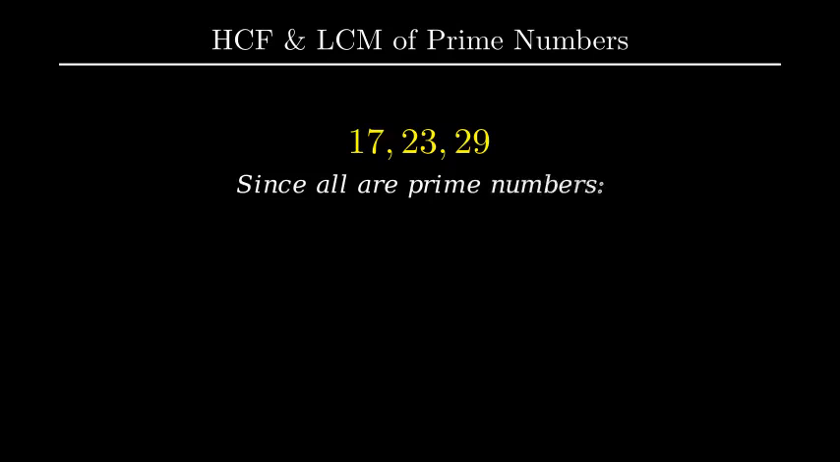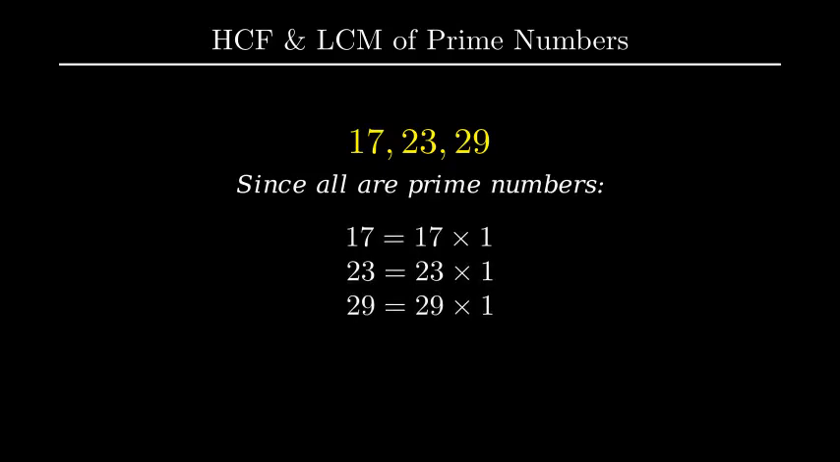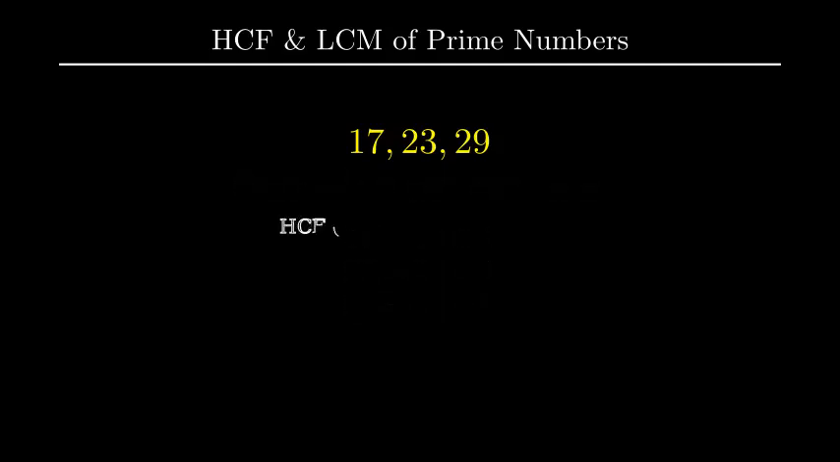Let us find the HCF and LCM of three prime numbers, 17, 23, and 29. Since each of these numbers is itself a prime, their only factors are 1 and themselves. 17 equals 17 times 1. 23 equals 23 times 1. 29 equals 29 times 1. For the HCF, there are no common prime factors shared among 17, 23, and 29. Therefore, the HCF is 1.